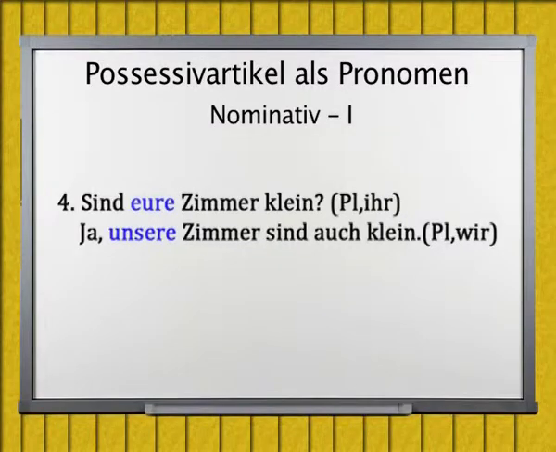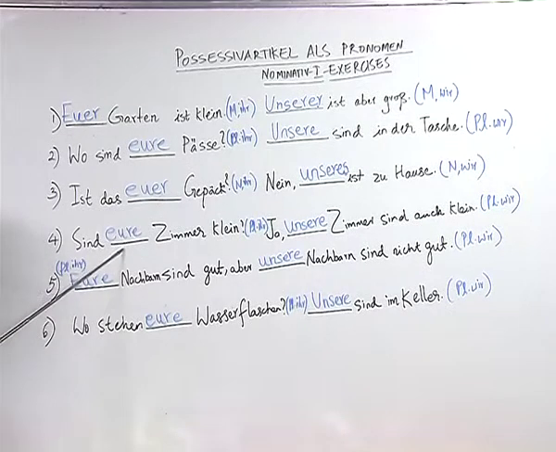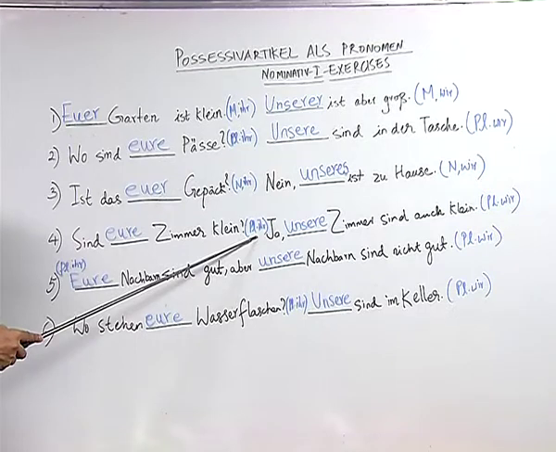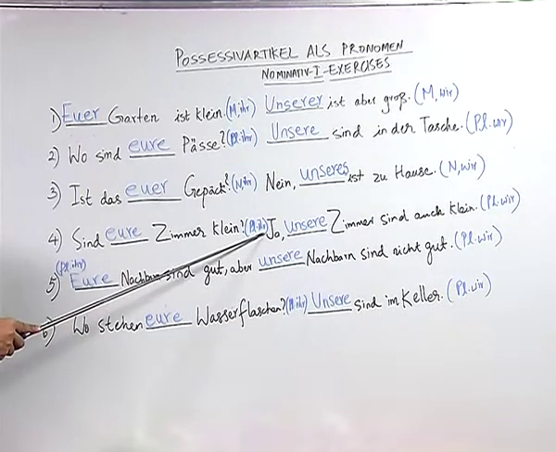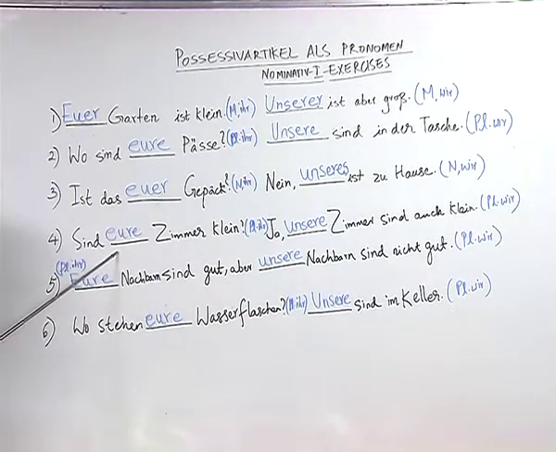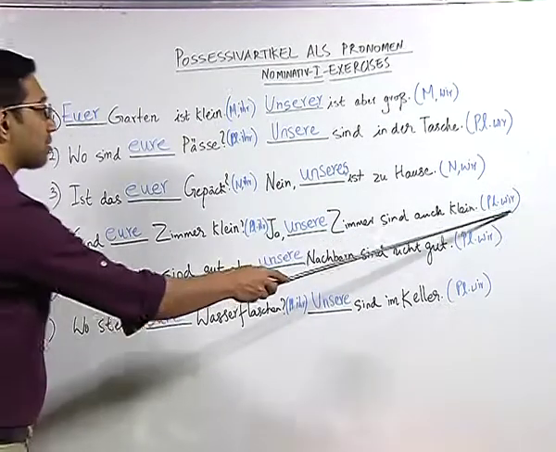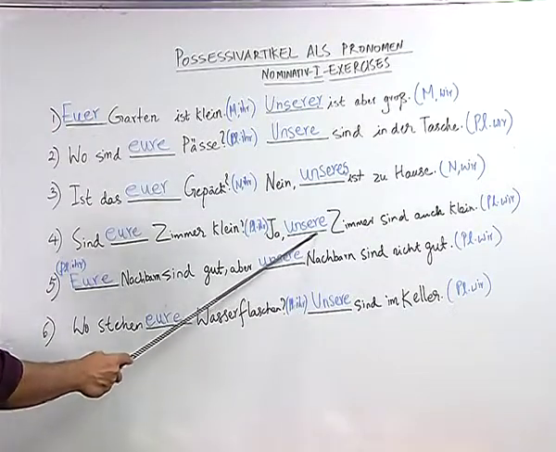Now, in sentence number 4, sind eure Zimmer klein? Ja, unsere Zimmer sind auch klein. Here the student has written the correct answer by combining here the plural form of Zimmer, which means rooms, for both the question in this form where the pronoun ihr's possessive form eure and wir's possessive form unsere has been added.